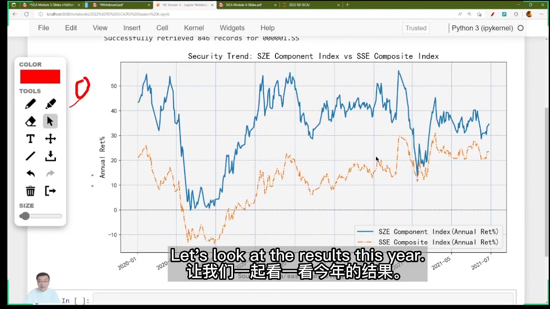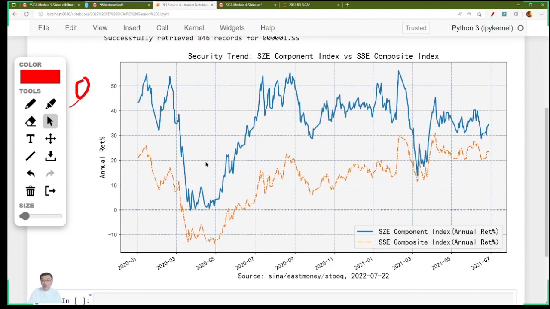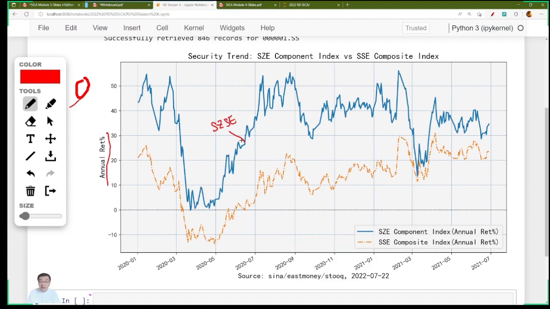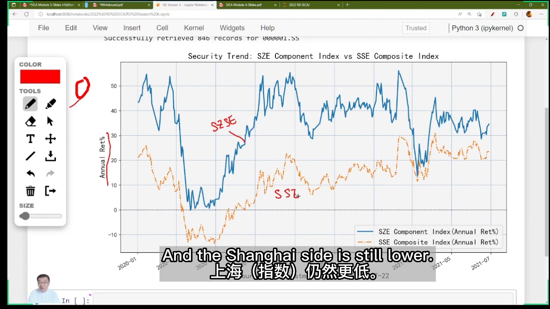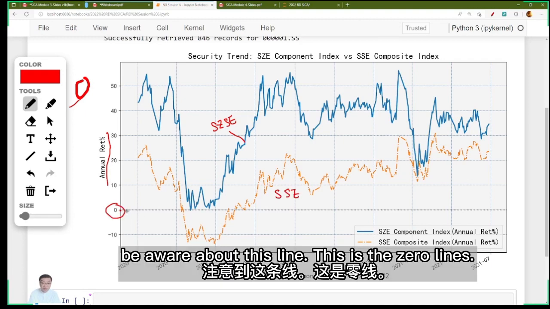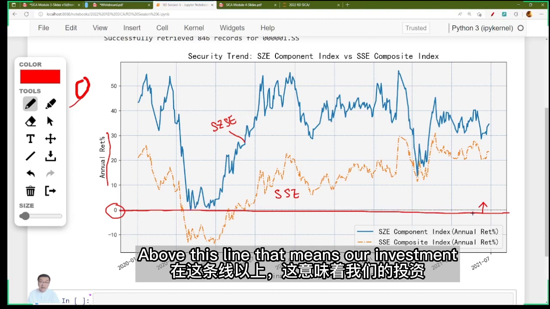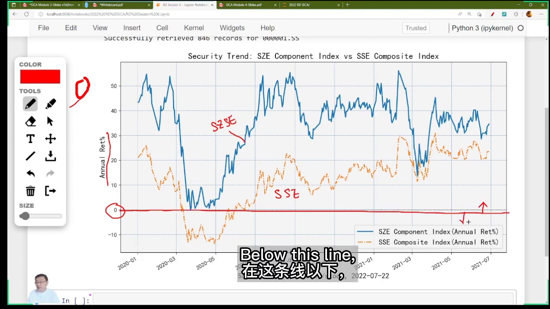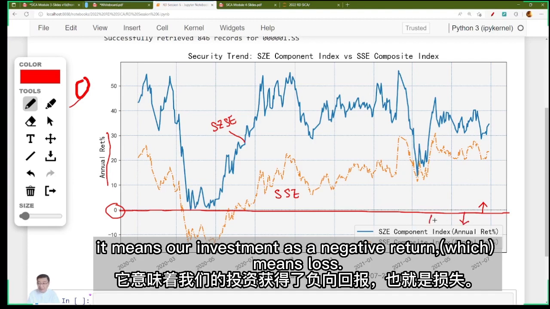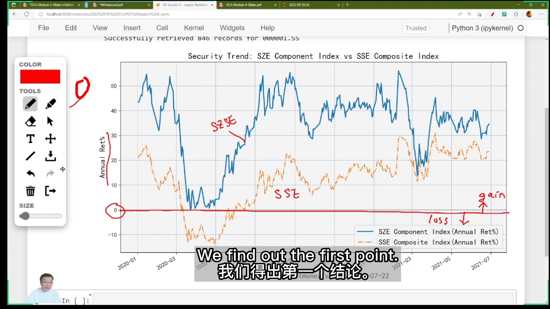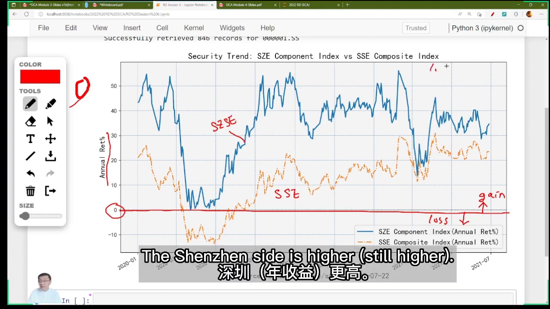Let's look at the results this year. We find that the conclusion is similar to the previous one. In terms of annual return, the Shenzhen side is still higher this year, and the Shanghai side is still lower. Also, we need to be aware of this line. This is the zero line. Above this line, our investment has a positive return. Below it, our investment has a negative return, meaning loss. This side means gain. And we find that the first point, the Shenzhen side, is still higher.